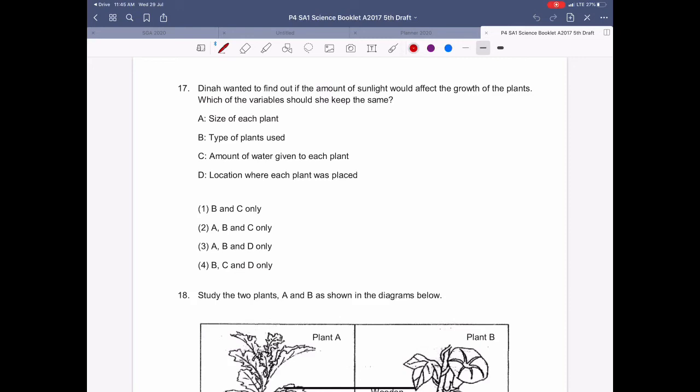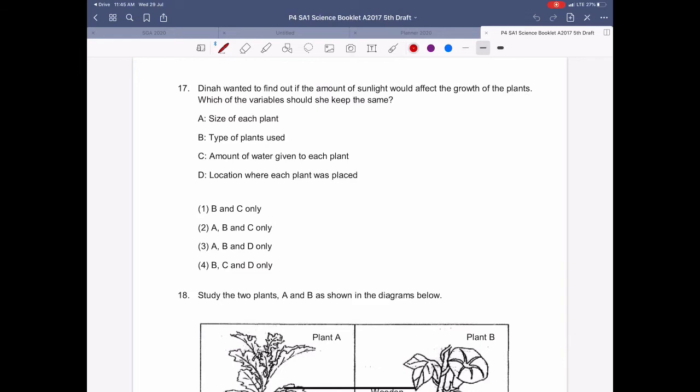Okay, so continuing from our previous lesson, we're going to go on to question number 17. Okay? So Dina wanted to find out if the amount of sunlight will affect the growth of plants, which variables should she keep the same?